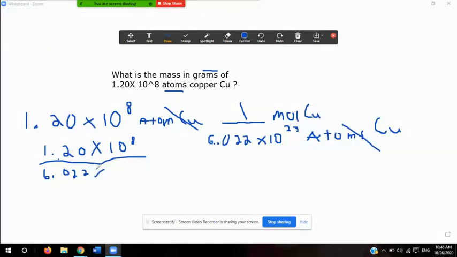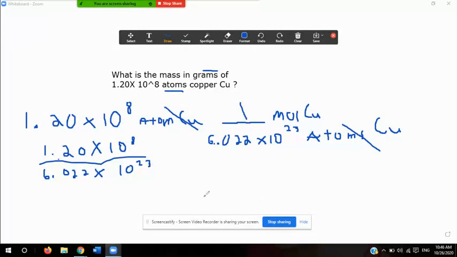Now remember, significant figures are very important, especially when you're working with scientific notation exercises. So you're going to divide this, and I need my answer to have three significant figures. Okay. So I have 1.20 and 6.022. So obviously I need to write my answer in terms of three significant figures, and that would be 1.99 times 10 to the power of negative 16.